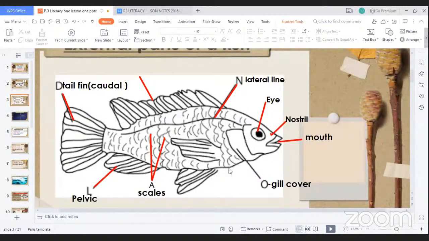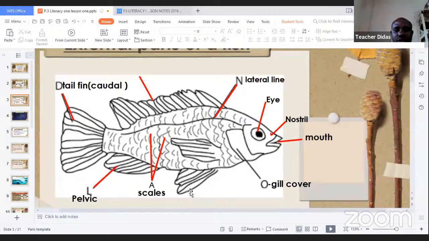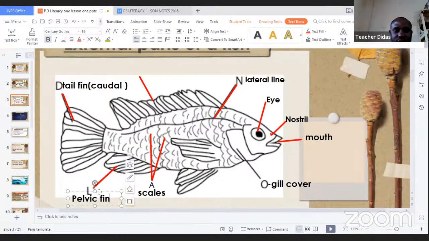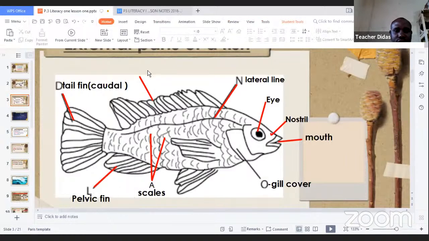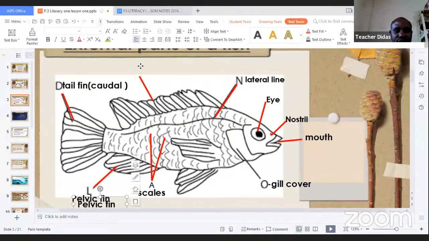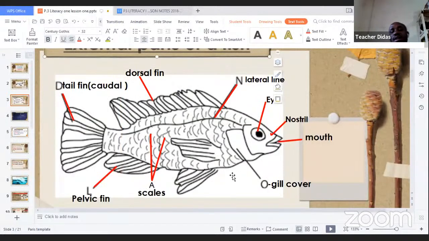Okay, let me do this here. Okay, so class, that's what we can go with. There are very many, but at our level, we shall handle a few of them. So the one which is here on top, its answer is called the dorsal fin. This is the dorsal fin. I see someone is sending me the answers in the chats. I would like them.